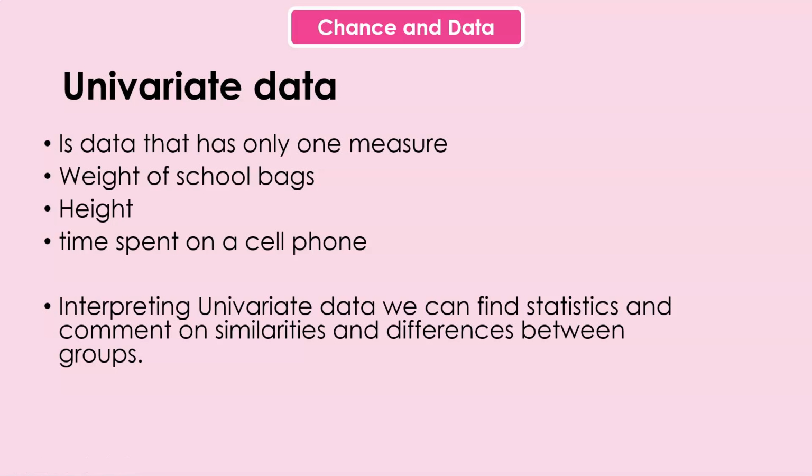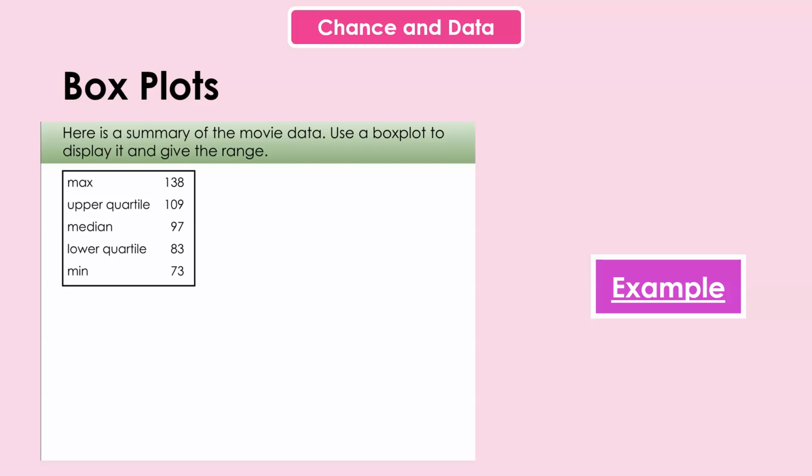So box plots are used in univariate data. This is data that only has one measure, so the weight of school bags, height, time spent on a cell phone. Interpreting univariate data, we can find statistics and comment on the similarities of different groups. So it's really important to look at. And a box plot is basically a visual way of presenting the quartiles and the median and some other values. So here's a short video that explains how it works.